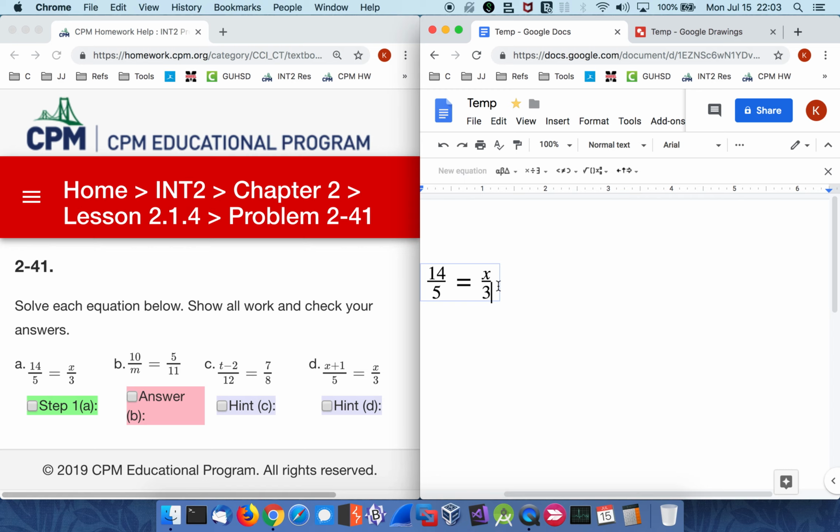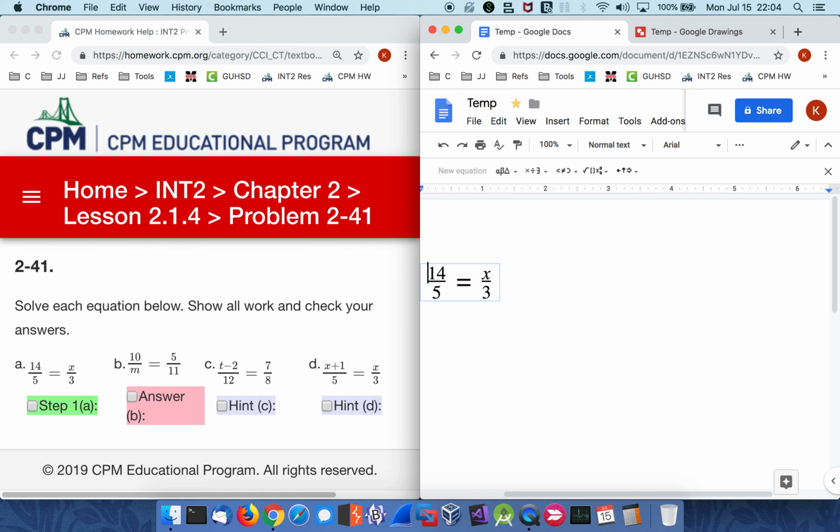So here's where you get the butterfly thing, or what do they call it, the cross multiply thing, where 5 times x equals 3 times 14. Because what you do is you say, all right, I want to get rid of these denominators. So the way I'm going to get rid of this denominator is I'm going to multiply this side by 5, and I'm going to multiply this side by 5. So let's go ahead and do that.